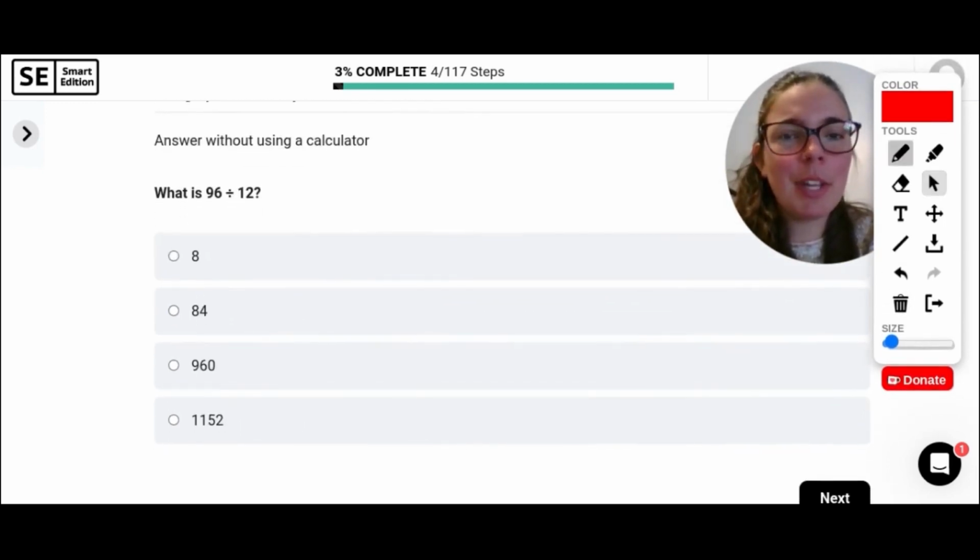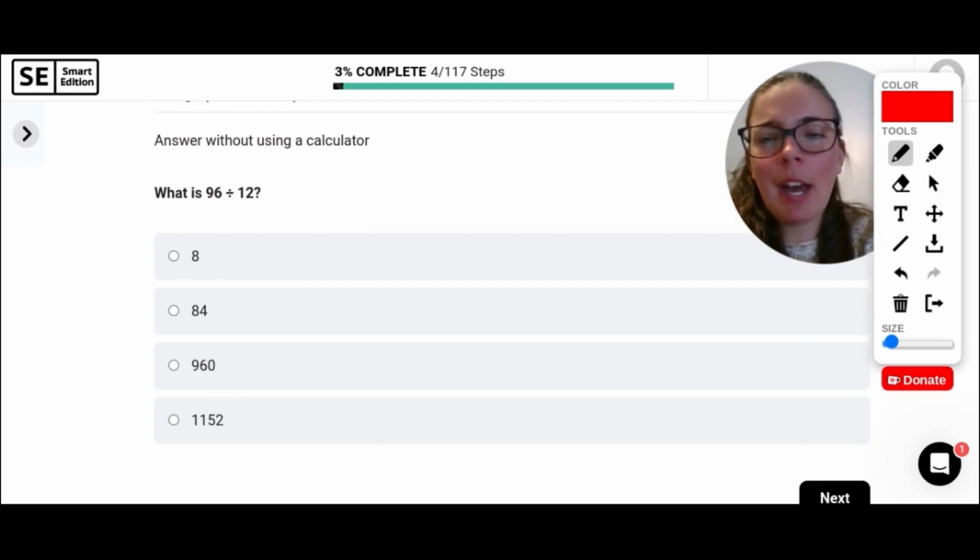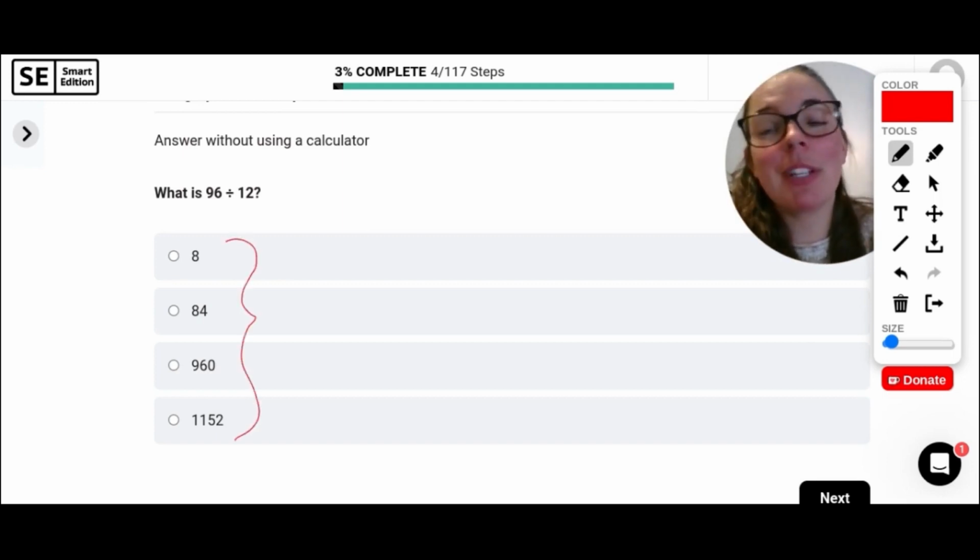All right, answer without a calculator, 96 divided by 12. So just by looking at my answer key here, some of these don't seem reasonable to me if I'm taking 96 and dividing it by 12. But just to be sure, I'm going to round. I'm going to do some estimation to see about what my answer should be.